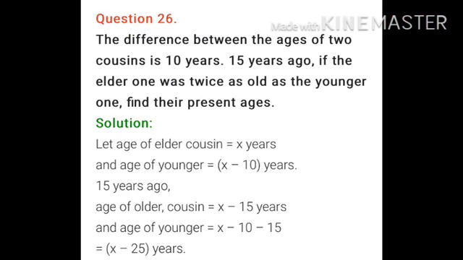Question number 26. The difference between the ages of two cousins is 10 years. 15 years ago, if the elder one was twice as old as the younger one, find their present ages. Now the solution. Let the age of the elder cousin be x years and the age of the younger cousin be x minus 10 years. 15 years ago, the age of the elder cousin is equal to x minus 15 and the age of the younger cousin is x minus 10 minus 15, which is equal to x minus 25 years.